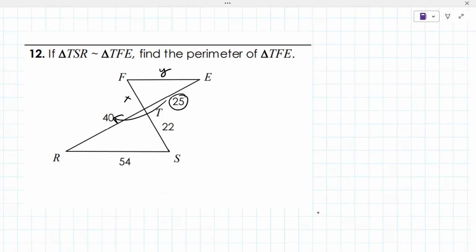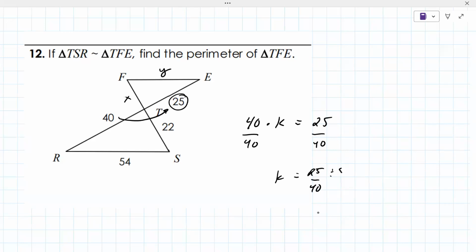So the question is, and we really want to go the other direction. We really want to go from the larger number to the smaller. So it's like 40 times what gets you to 25 is the way to do this. So you divide by 40 and K ends up equaling 25 over 40. But if you divide both by 5, you get 5 over 8. So that means to get X, we're going to take this 22 and multiply it by 5 over 8.